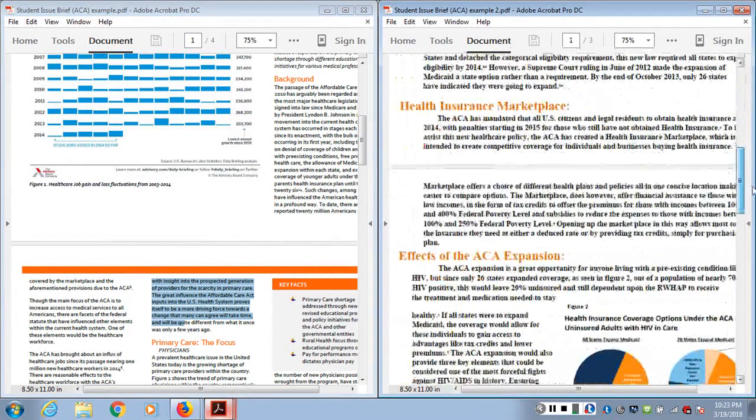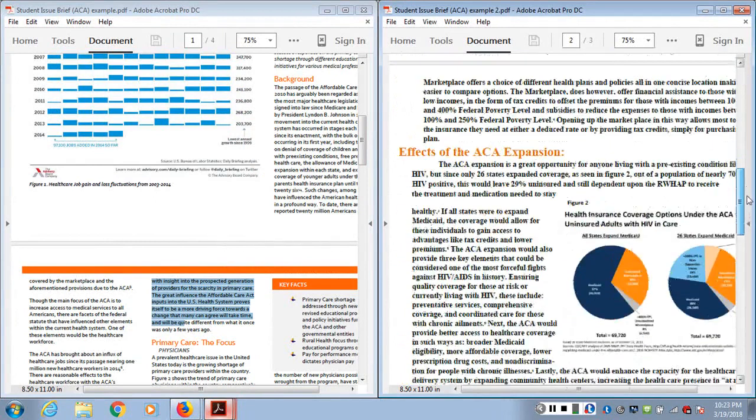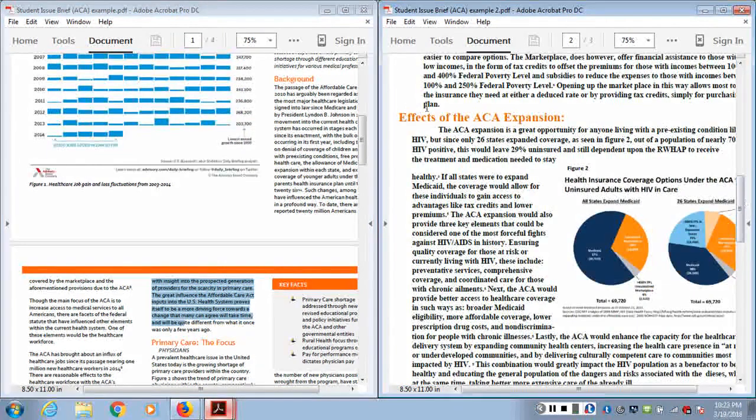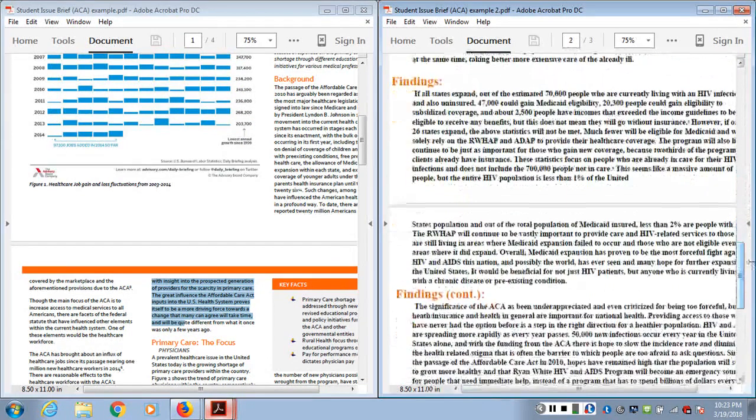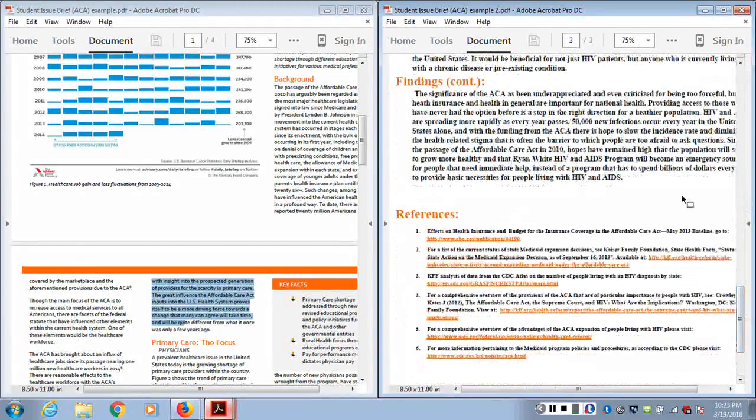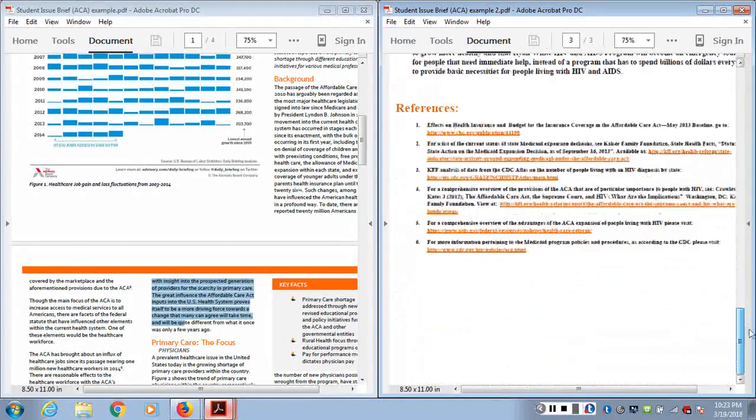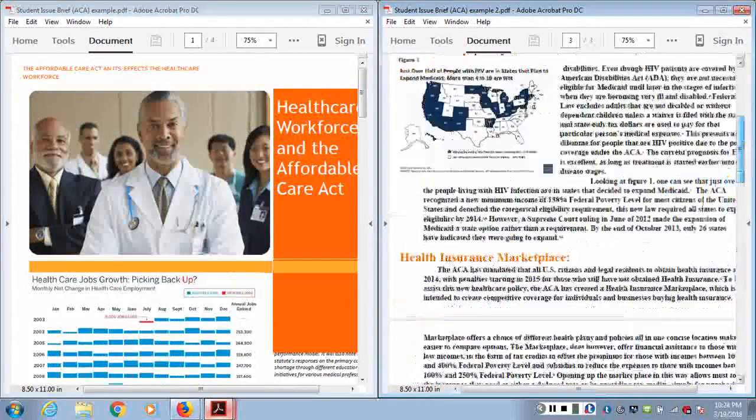As we go on down, you can see he talks about the health insurance marketplace, the effects it had back into that, and then he talks about the effects of the ACA expansion. So he sums up with his findings as we continue to move on down, and then sums up with his summary statement and his references. So two different ways that you can lay your issue brief out. It's personal preference. Both of these were really great examples.